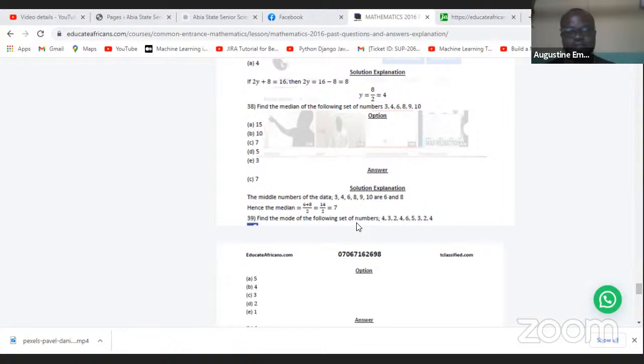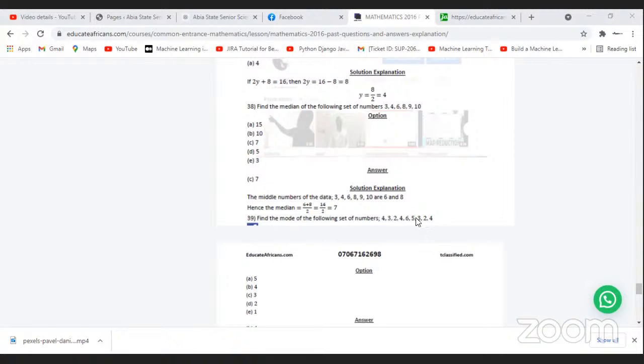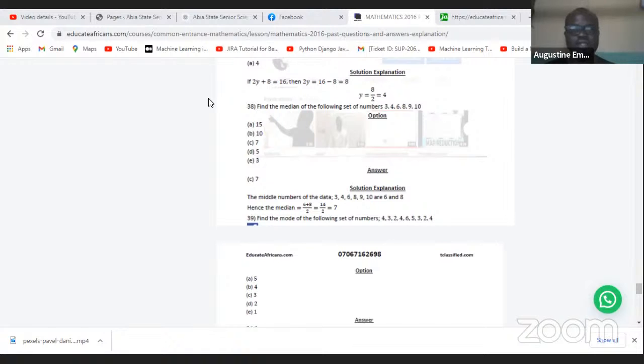Find the mode of the following sets of numbers. The mode is simply the number that occurs more times than the other ones. So we have 4 occurring 1, 2, 3, so 4 is already occurring 3 times. To get the mode, you check the number 4: what is the frequency? How many times does it occur? 3 times. So the one with the highest frequency, that's it.